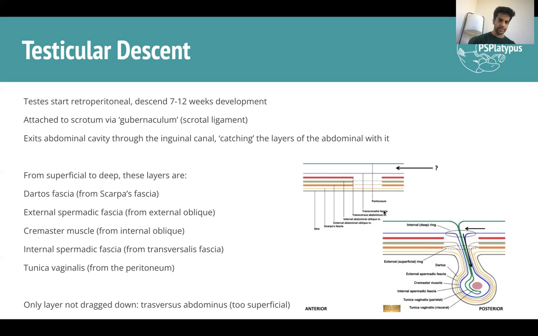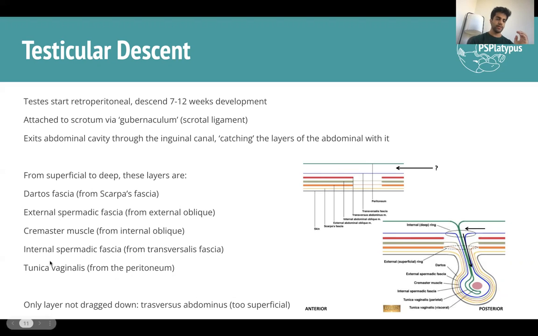So from superficial to deep, what was superficial in the abdomen? Your Scarpa's fascia. That is now known as the dartos fascia. Same exact layer, same cells just going down, but now it's called the dartos fascia. Your external oblique turns into your external spermatic fascia. Makes sense. But then your internal oblique turns into your cremaster muscle for some reason. So it's called cremaster muscle. And then your transversalis fascia turns into your internal spermatic fascia.